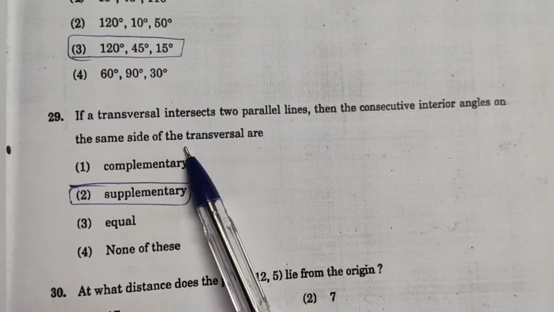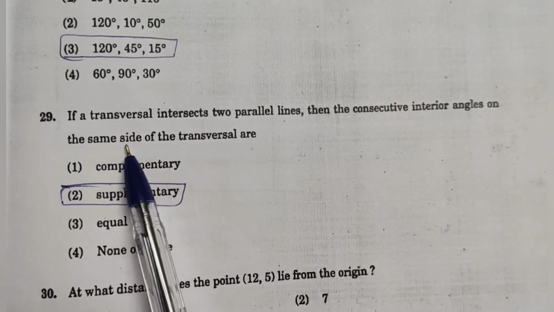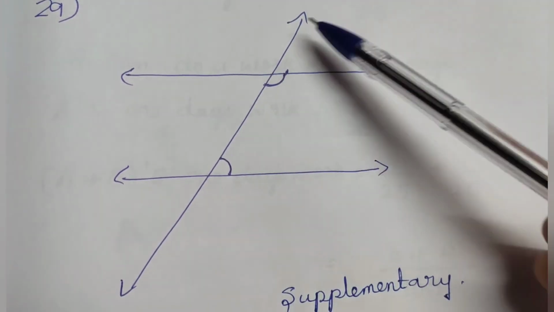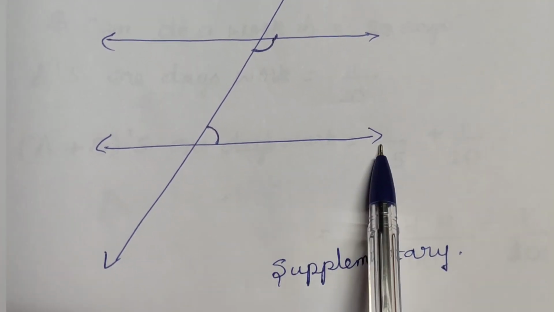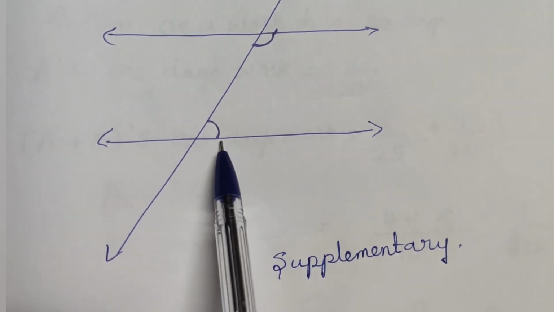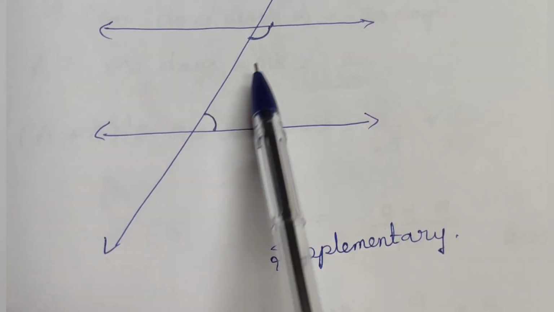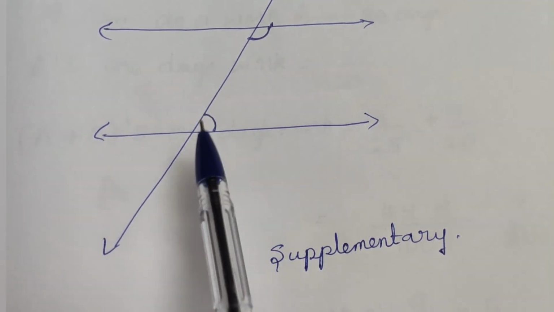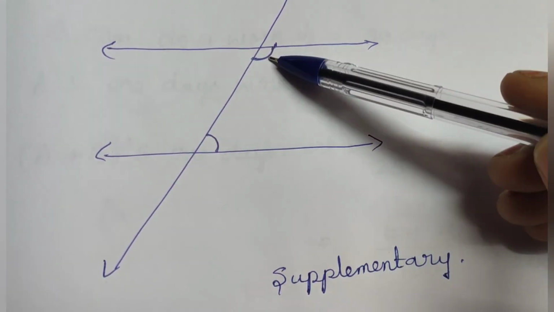If a transversal intersects two parallel lines, then the consecutive interior angles on the same side of the transversal are dash. If this is the transversal, and a transversal intersects two parallel lines, then the consecutive interior angles on the same side of the transversal, these two interior angles will be supplementary angles. So the answer is supplementary angles. When you add these two angles, you will get 180 degrees.